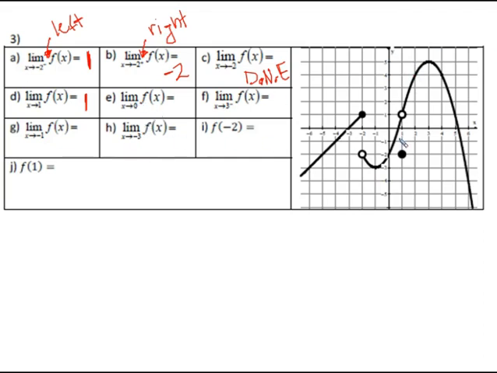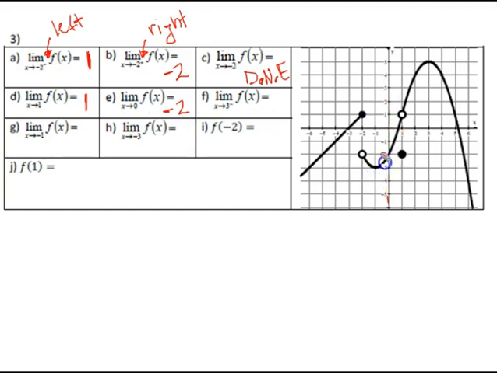Let's check 0. So 0 is right here. Maybe we'll draw a little dotted line. As we approach from the left, it looks like we reach an answer of 2. And as we approach from the right, it looks like we reach an answer, or sorry, -2. Okay, -2. So both answers are the same, left and the right. We have our overall limit.